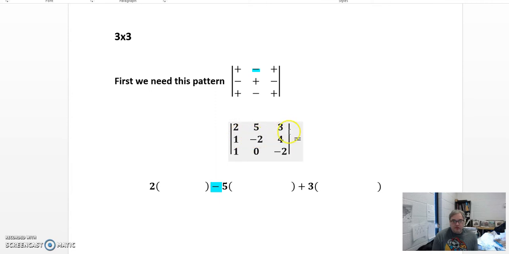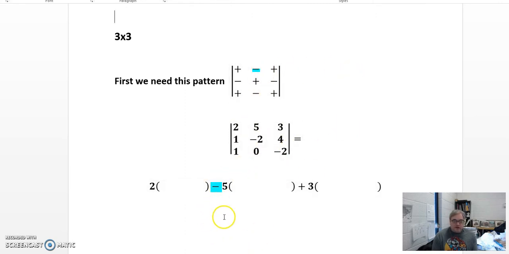So here's a determinant of a 3x3. Again, I know it's a determinant, not a matrix, because these are vertical. And I'm going to look at this first row. Now look at what I have written down. I have 2 with some parentheses, with some stuff that's going to go in there, minus 5, more parentheses, plus 3, more parentheses. That's these numbers. That's the first row. The minus here is coming from that pattern.